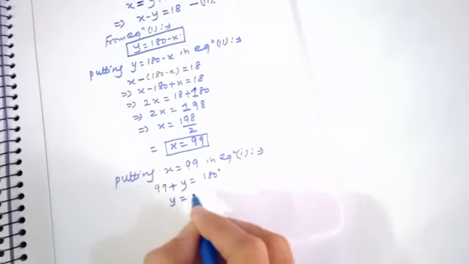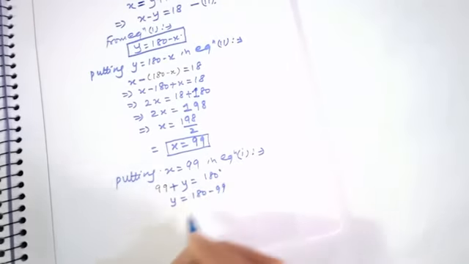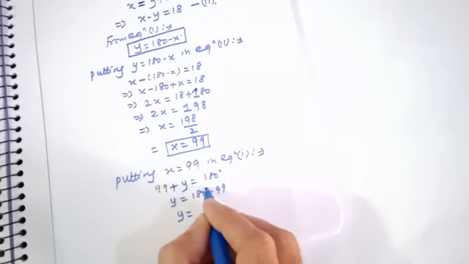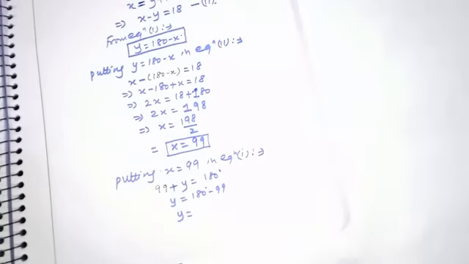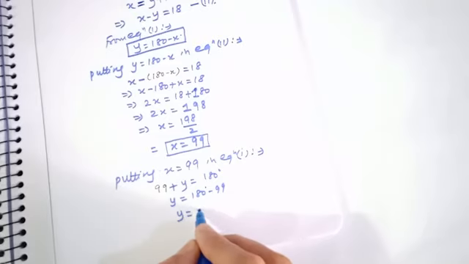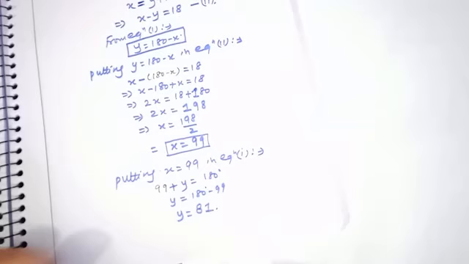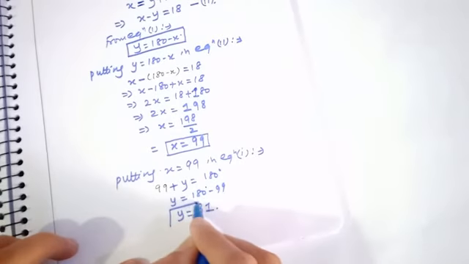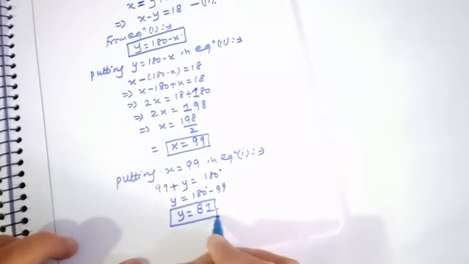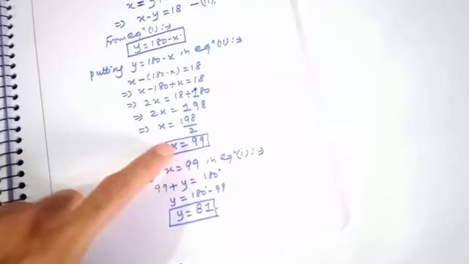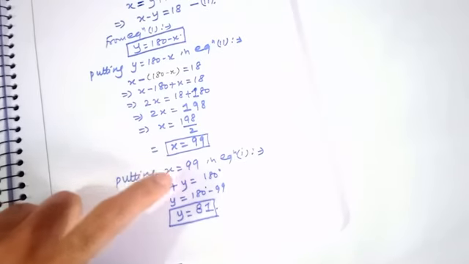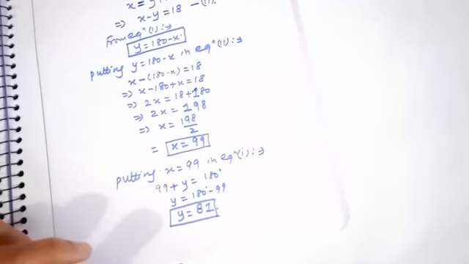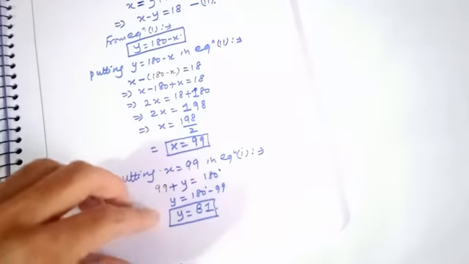This means y equals 180 minus 99, okay. So y will be equal to 180 minus 99, and if you subtract 99 from 180, you will get your result as 81. Is that clear? So this means you are getting the measure of two angles. The measure of the larger angle is 99 degrees and the measure of the smaller angle is 81 degrees. Is that clear?